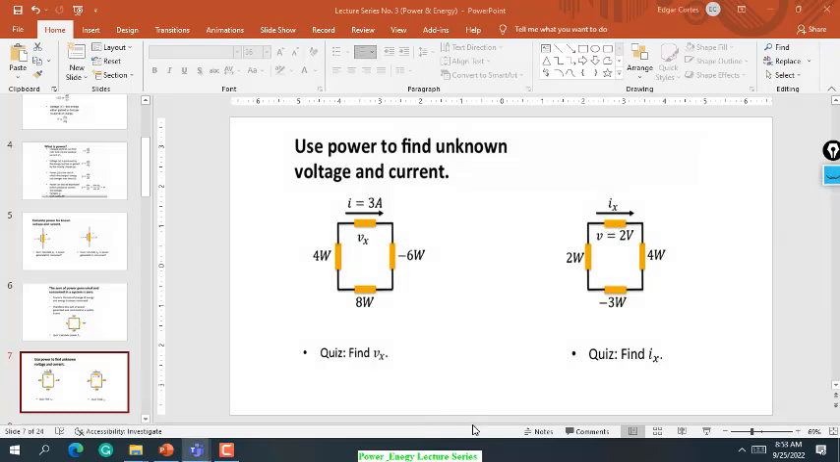Sir, can I answer the first? First, Vx. Based on my solving, Vx is equal to negative 6. Okay, how about the other one, the Ix? What we are looking for here in the first is voltage and in the other is current. Negative 6, sir. Okay, let's find out later. We have another 3 minutes.